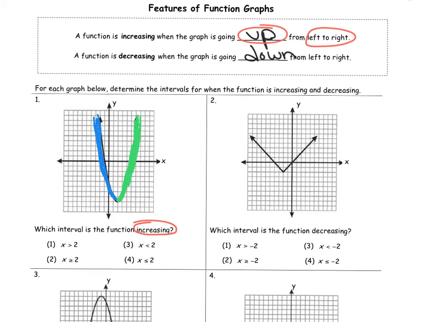So I want to take a look. Which interval is this function increasing? Well, I'm going to take a look at what's that x value. That x value is when x equals 2. So I'm looking at all values when x is greater than 2. All of these values, guys, as I go from left to right, all these points, this is increasing. So when x is greater than 2.